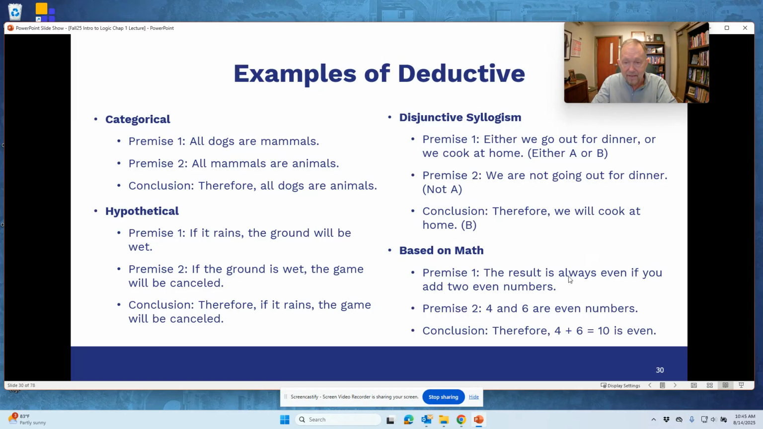Here's one based on math. The result is always even if you add two even numbers. Premise: 4 and 6 are even numbers. Therefore, 4 plus 6 equals 10 is even. So you see it's number oriented. It could be angles of a triangle, or that would be related to math, that sort of thing.